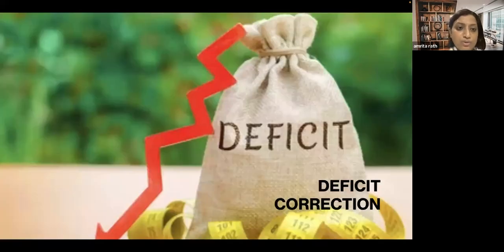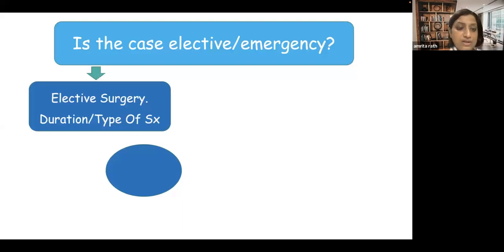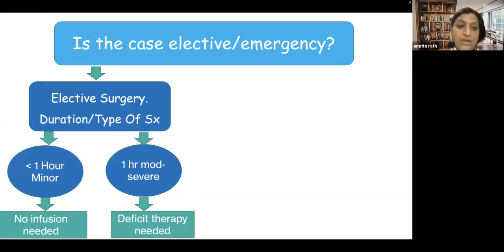So whenever you talk about deficit fluid, first you have to think whether the case is an elective case or an emergency case. If it is an elective case, then you next decide the duration of the surgery and the type of the surgery. If it is less than 1 hour, that means a minor surgery like circumcision, there is no need for any infusion fluid. If it is more than 1 hour, like splenectomy, a moderate to severe surgery, then you go for deficit fluid therapy. Because in an elective case, we assume that the patient is well hydrated and comfortable.